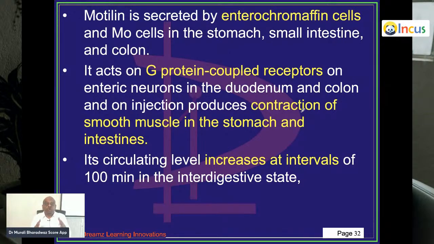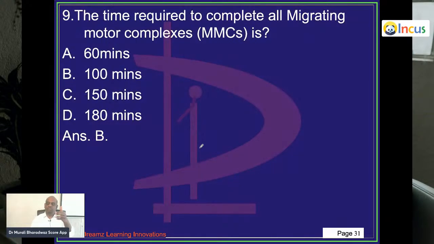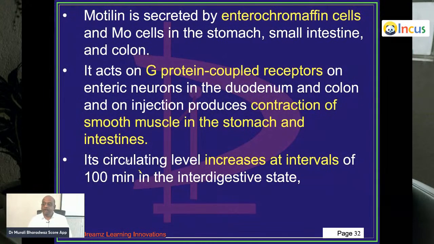Now, motilin is produced by enterochromaffin cells. They are also called Mo cells. And typically, they are the ones which lead to the migrating motor complexes every 100 minutes in the interdigestive period.